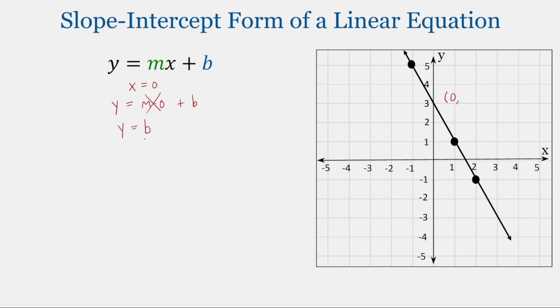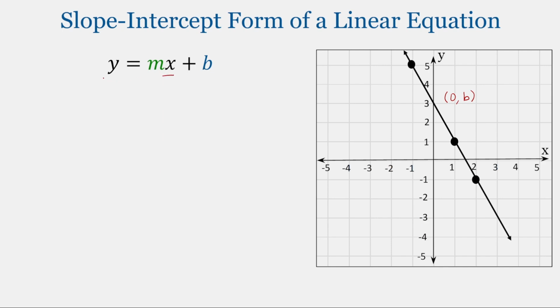So b is the y-coordinate value when x is equal to 0. When x is equal to 0, we're on the y-axis. So this is where the line crosses the y-axis, and we call it the y-intercept.